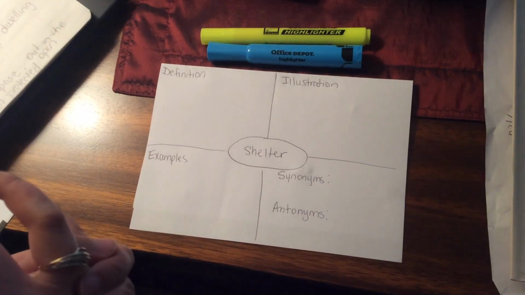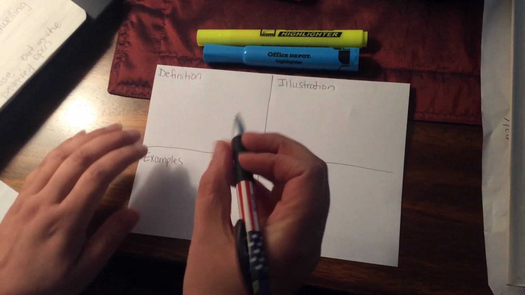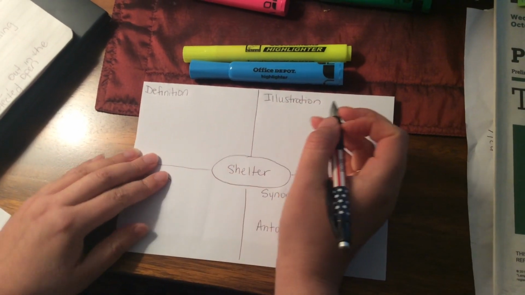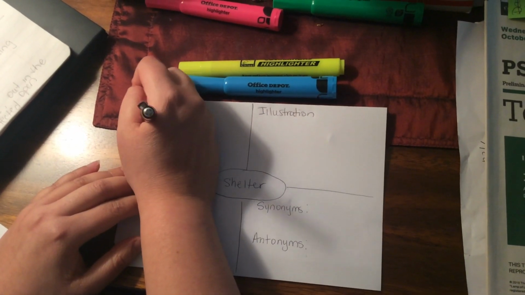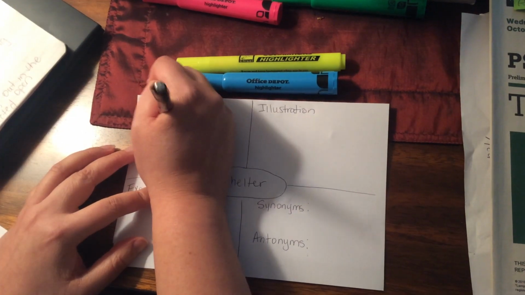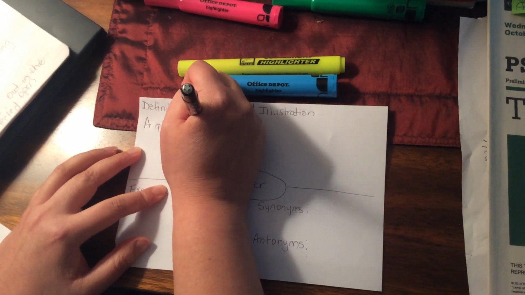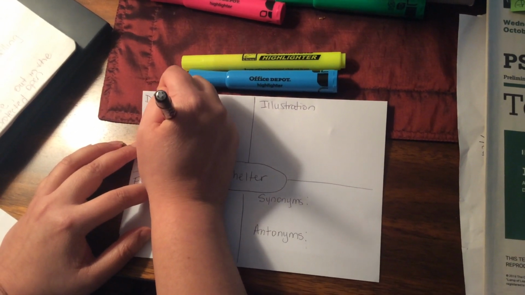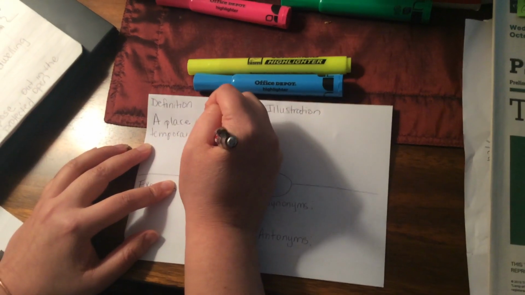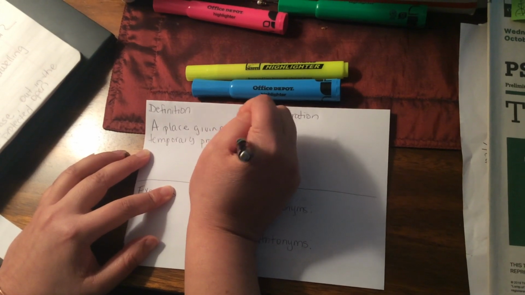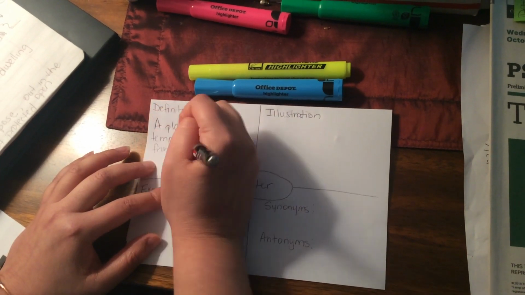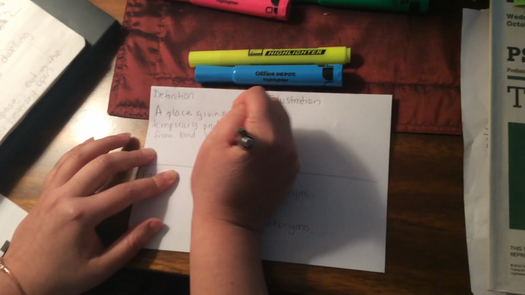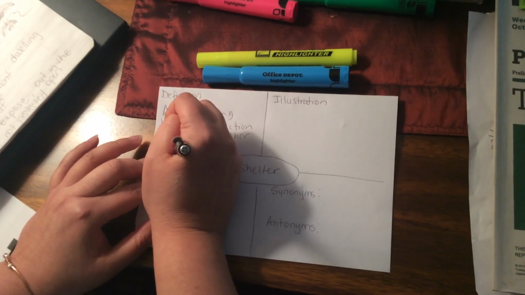For shelter, the definition: shelter is a place giving temporary protection from bad weather or danger. So I'm going to write this down. Okay, a place giving temporary protection from bad weather or danger.